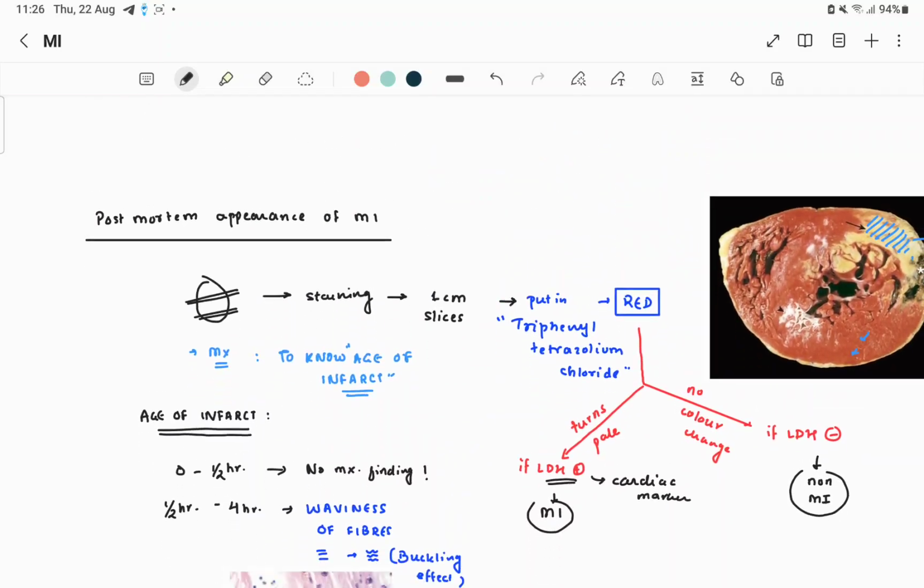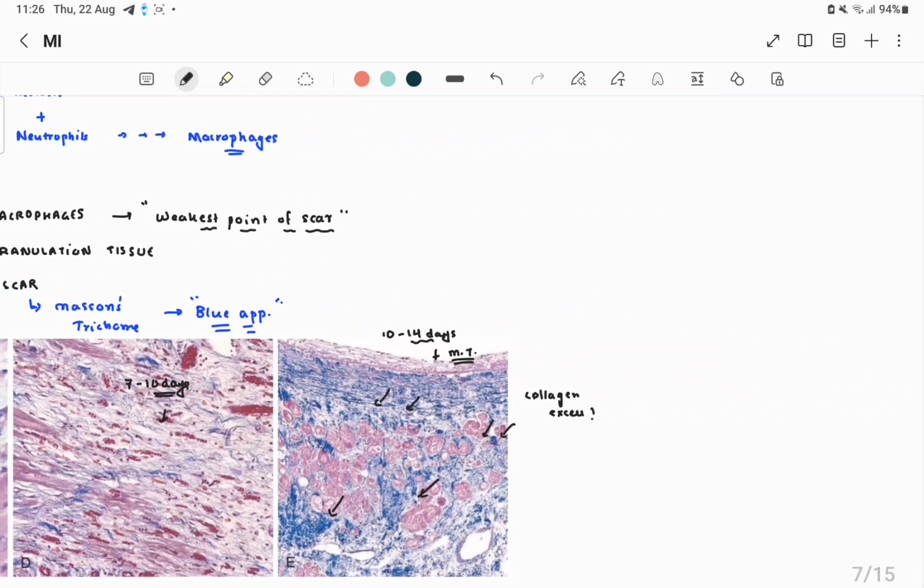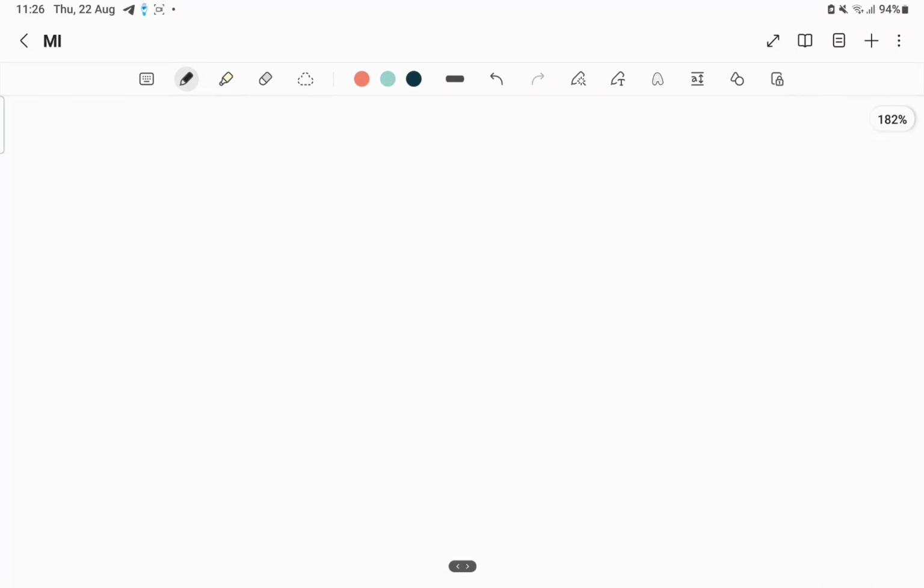So that was about our postmortem changes. We saw the age of infarct and the postmortem appearance of MI, and then we'll move to the other things of MI, like the complications of MI. Let's talk about the complications of MI after this. So again a blank page, we'll talk about complications of MI. There are at least 7 complications, and we'll see one by one what they are.